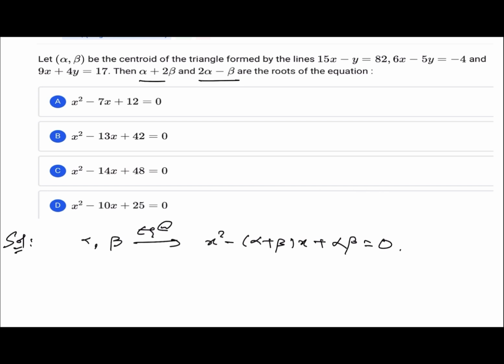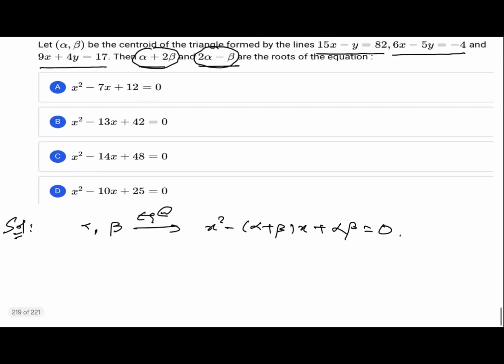Now what we have to do for this, we have to find the values of alpha and beta so that alpha plus 2 beta and 2 alpha minus beta are known. For this we have to find the centroid of the triangle formed by these three sides, and for this we have to solve the given three equations pairwise.